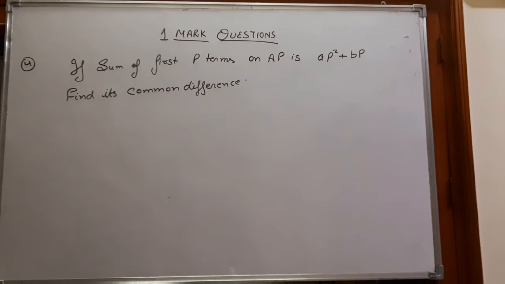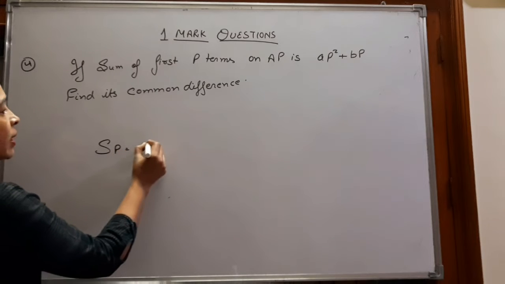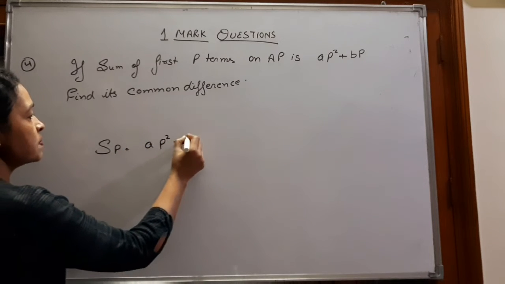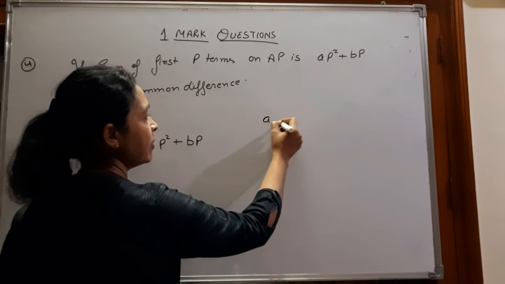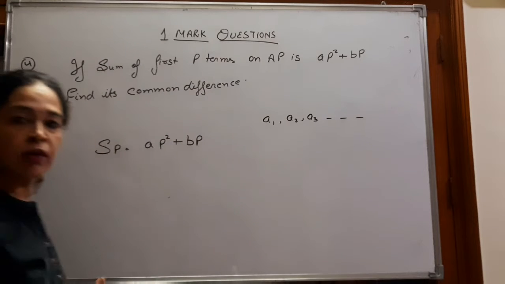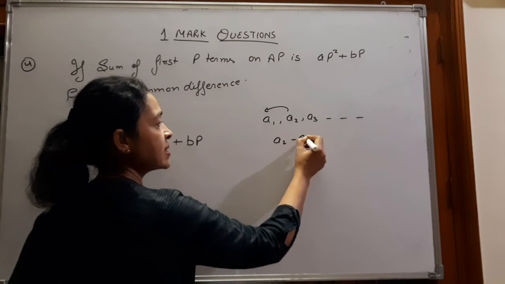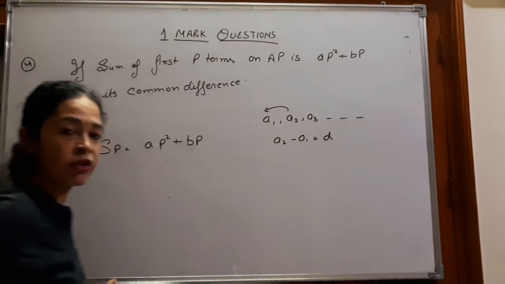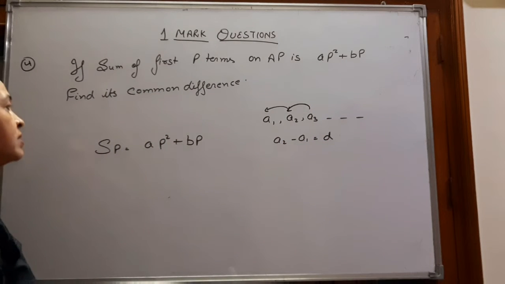If the sum of first p terms of an AP is given, sum of p terms is given as A P square plus B P. We have to find the common difference. What is common difference in an AP? Let we have terms A1, A2, A3 and so on. This is our AP. What is common difference? A2 minus A1 is the common difference, or A3 minus A2 is the common difference.